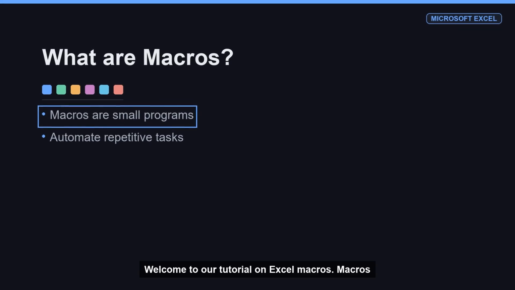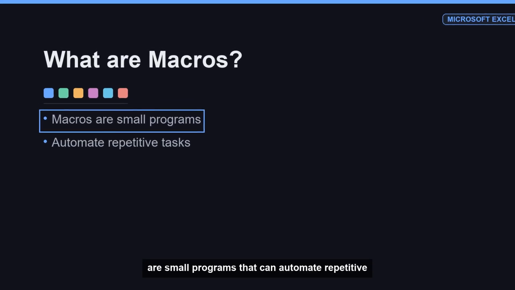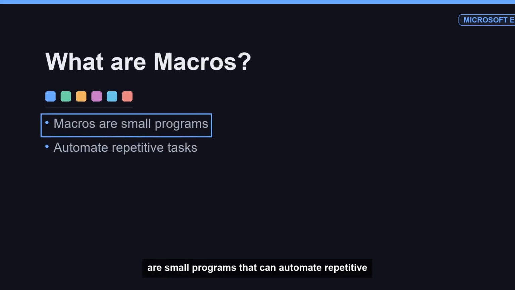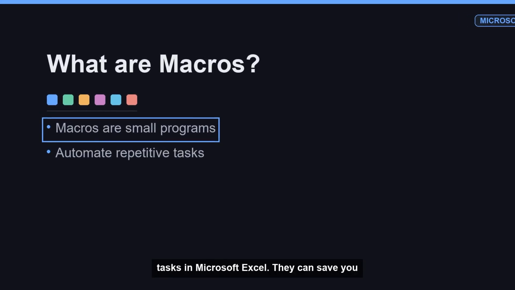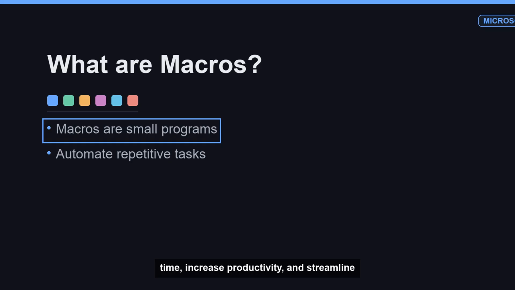Welcome to our tutorial on Excel macros. Macros are small programs that can automate repetitive tasks in Microsoft Excel. They can save you time, increase productivity, and streamline your workflow. In this video, we'll cover the basics of macros, how to record and run them, and common applications. We'll also explore some advanced topics, such as editing and troubleshooting macros.